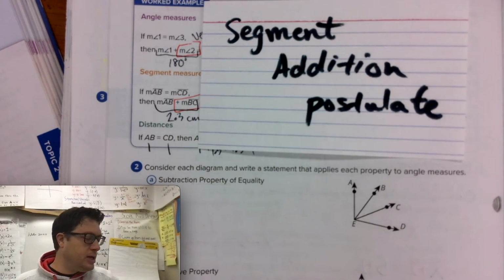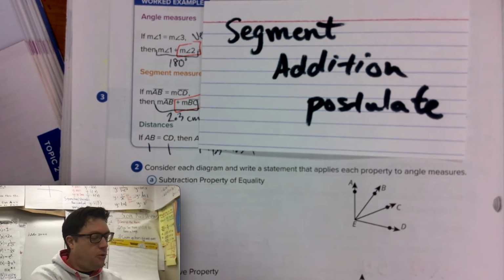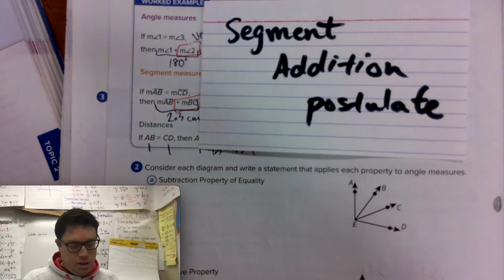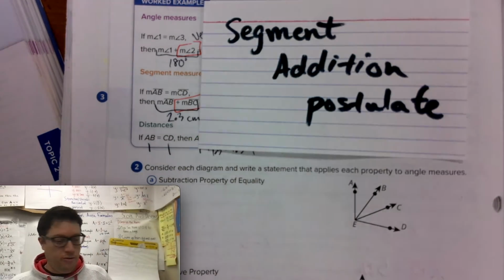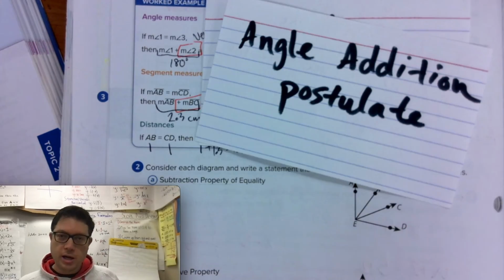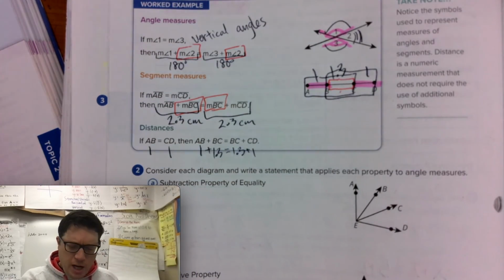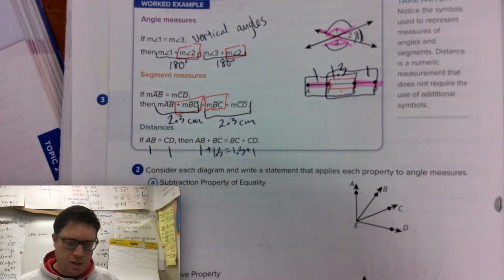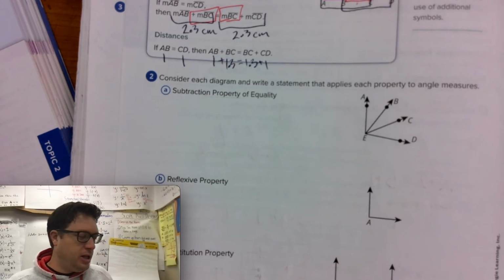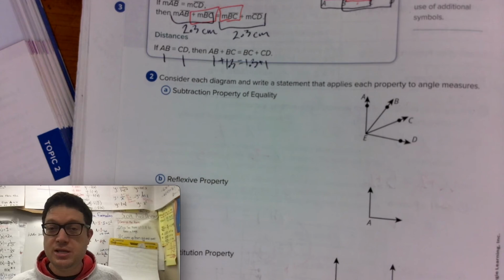It works for segment addition. It works for angle addition. Again, I've written all of them down, and I really recommend that you do the same too. Angle addition as well. Let's try it out. Let's see if the subtraction property of equality works. In fact, for the length of time, I'm going to say that's part B to this video.